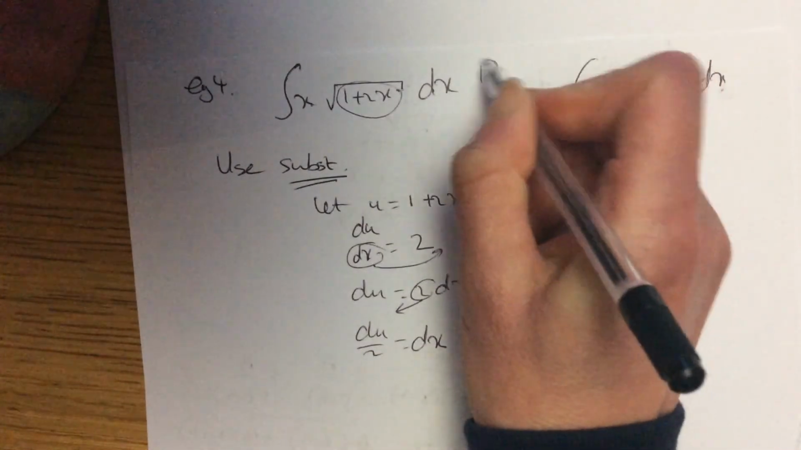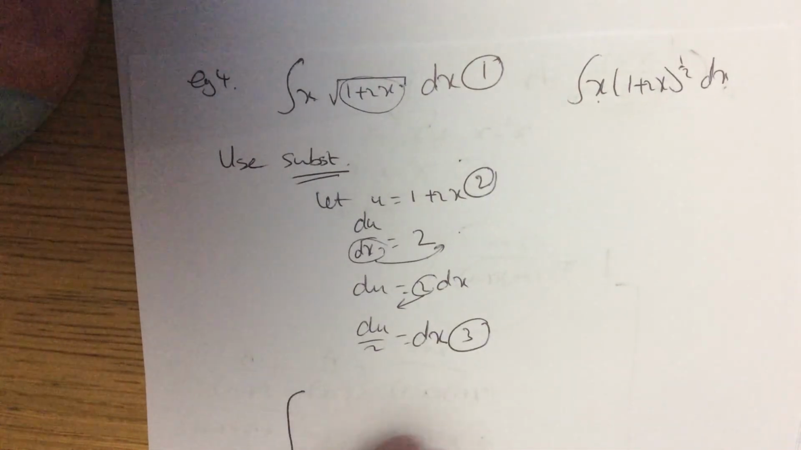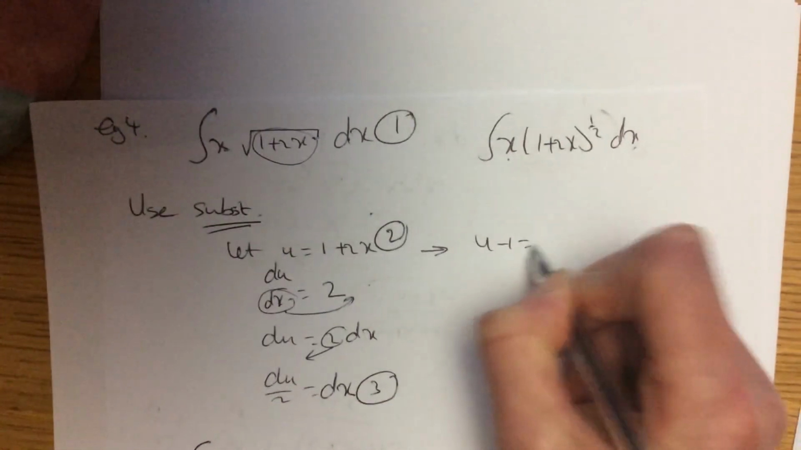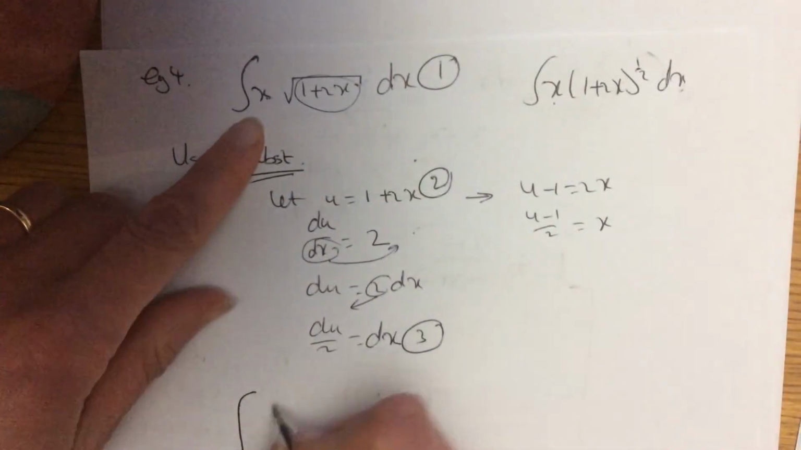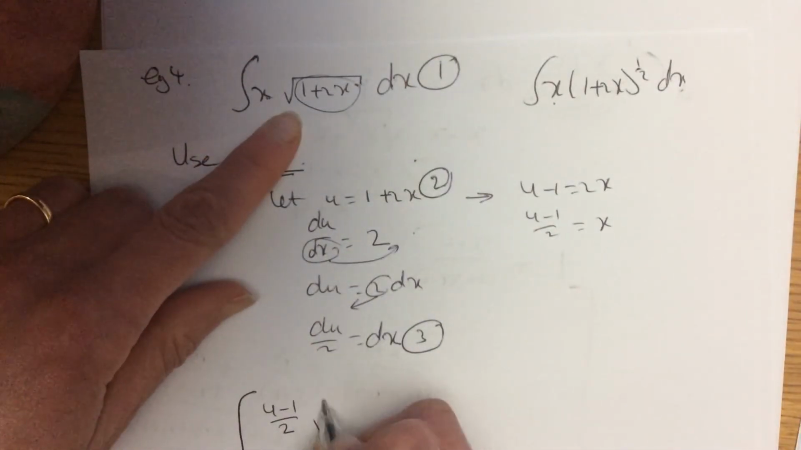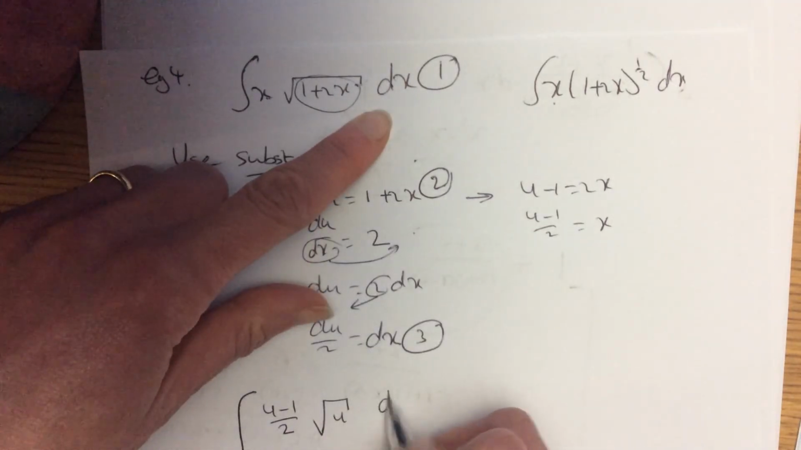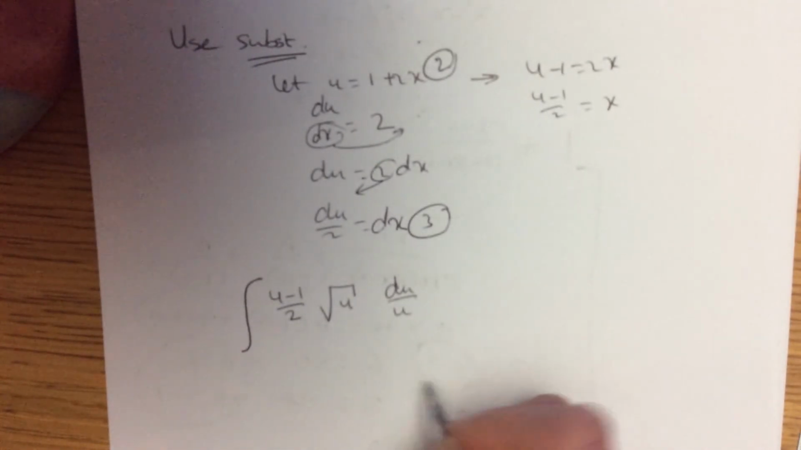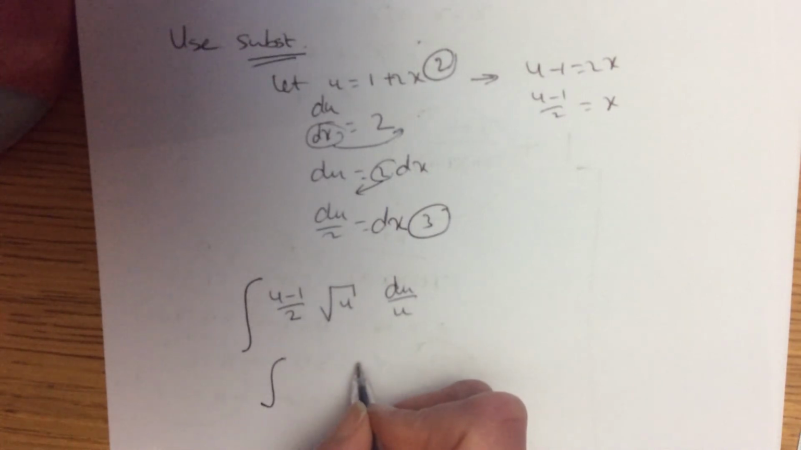So take your expression, we'll call it 1, we'll call this 2, and we'll call this 3, and we'll put in all our bits and pieces. X, oh dear, u minus 1 equals 2x, so u minus 1 over 2 equals x. So x is u minus 1 over 2, square root, that is my u. Dx is du over u. Okay, this is not a nice question. So let's start splitting this up a wee bit.